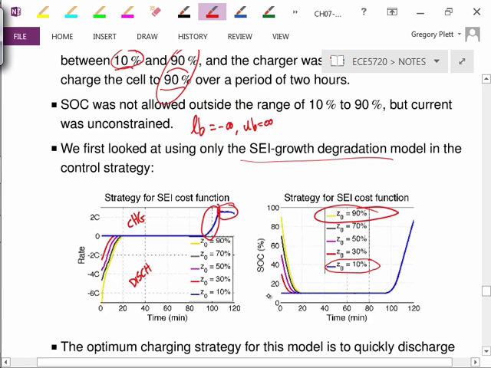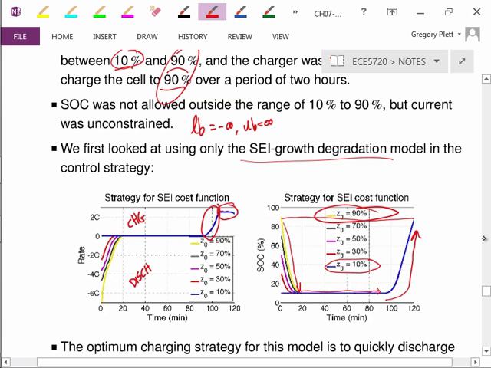The easiest thing to do is just leave the cell alone. Have zero current. It's already at the desired final state of charge. But that's not what the optimum strategy does using this model. The optimum strategy says I'm going to discharge this cell quite rapidly down to the minimum allowed state of charge of 10%. So SOC quite quickly goes down to 10%. Then it stays at 10% as long as it can, and then it follows exactly the same path from 10% up to 90% at the end.